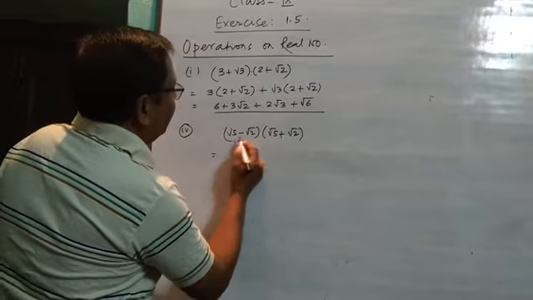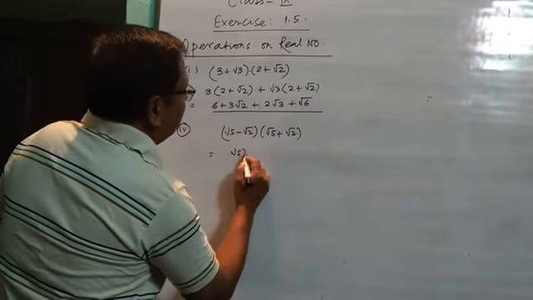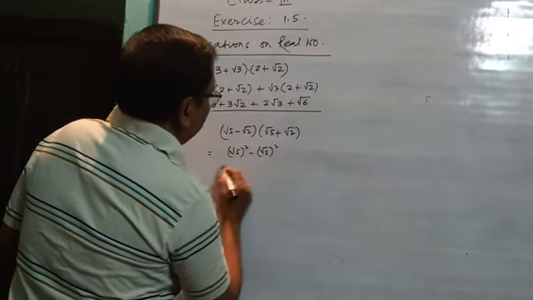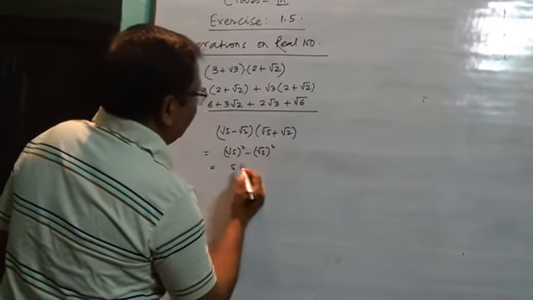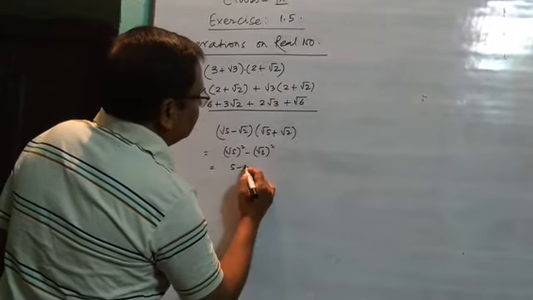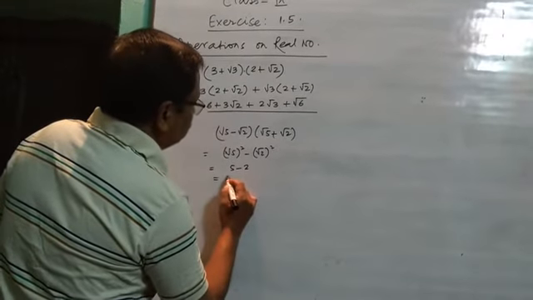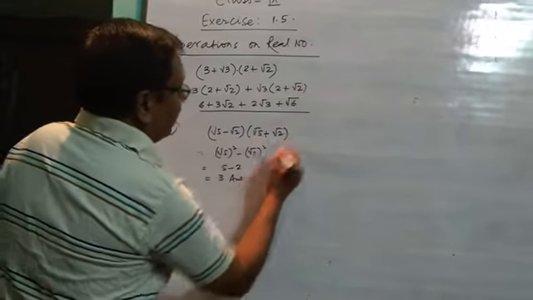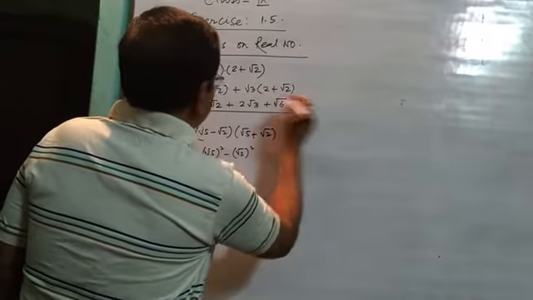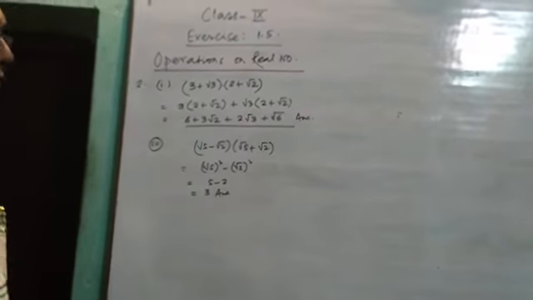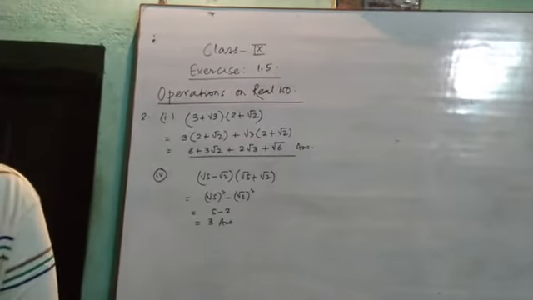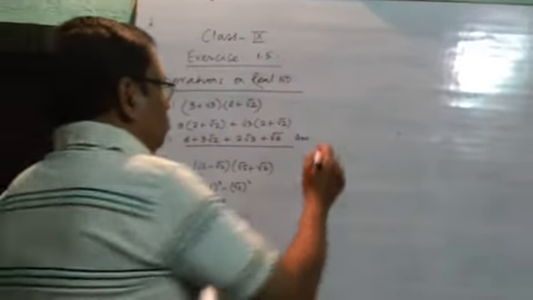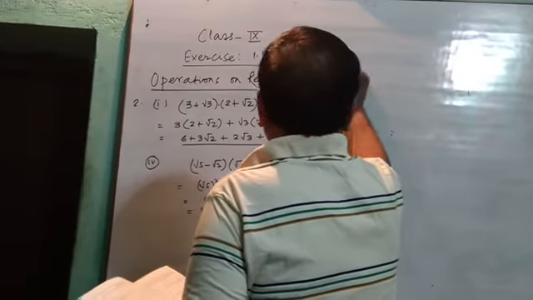So we can say here that it will give us root 5 square minus root 2 square. Root 5 square is equal to 5 and root 2 square is equal to 2. 5 minus 2 equals 3. So the answer in this case is 3. In this way, 2 more questions are there. I hope you can solve them by yourself. Now come to question number 3.